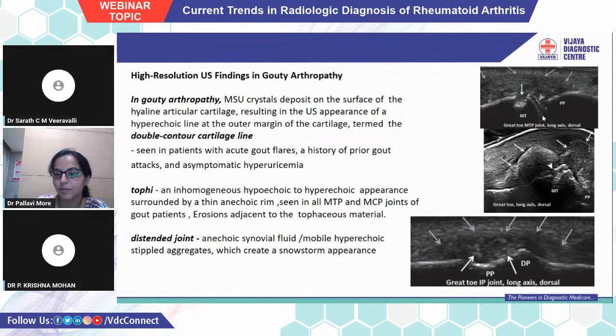Tophi appear as an inhomogeneous hypo to hyperechoic appearance surrounded by a thin anechoic rim, seen in the metatarsophalangeal joints and metacarpophalangeal joints in gout patients. There are also erosions adjacent to the tophaceous material. The distended joints will show anechoic synovial fluid or mobile hyperechoic stippled aggregates, which create a snowstorm appearance.